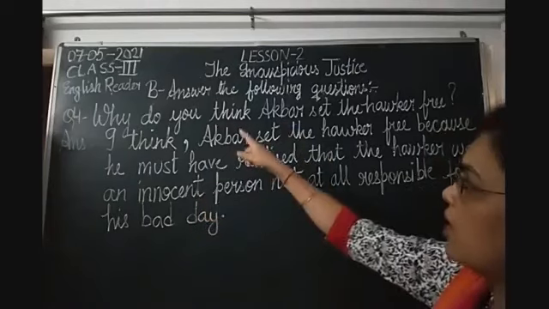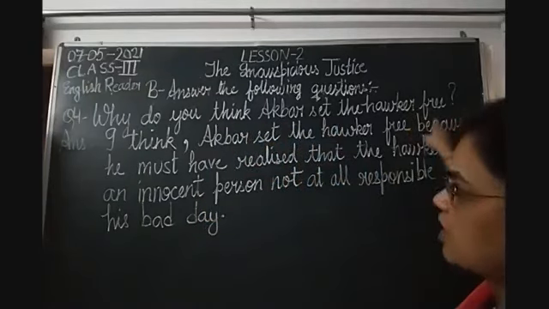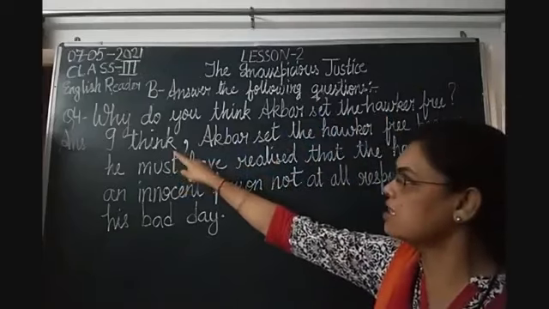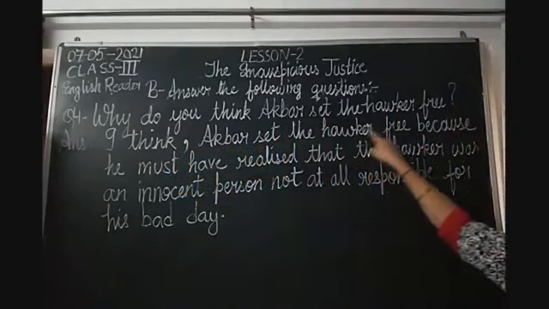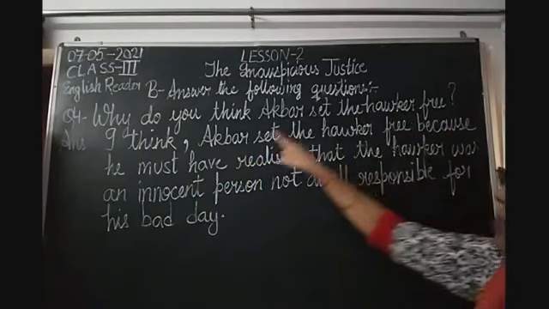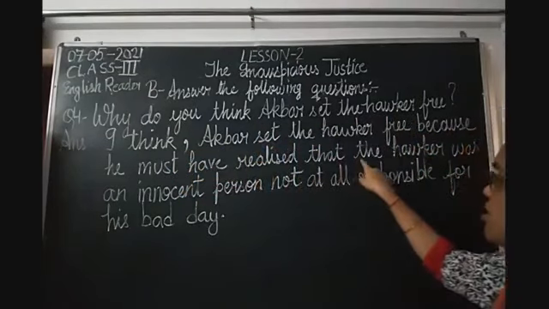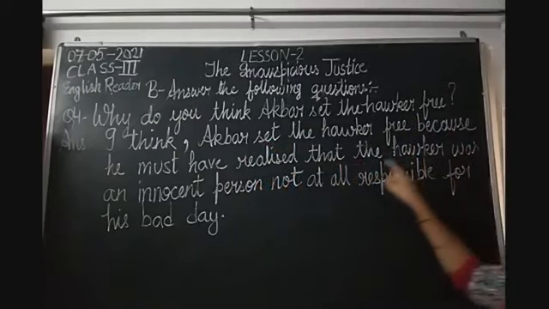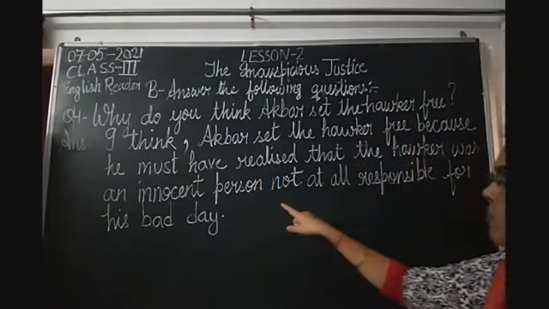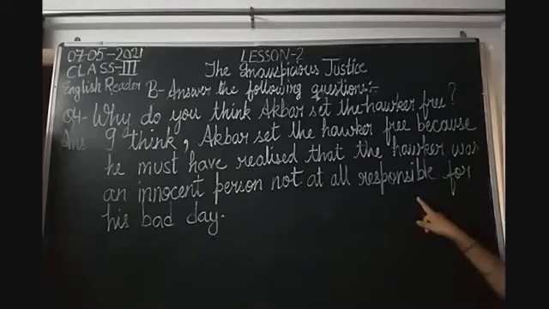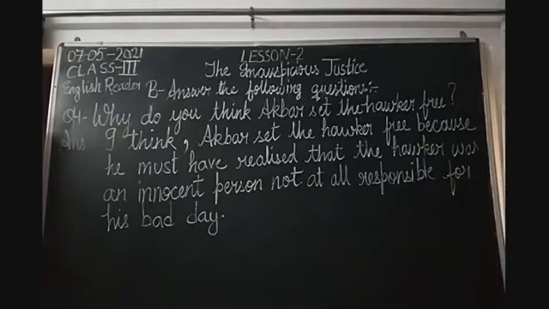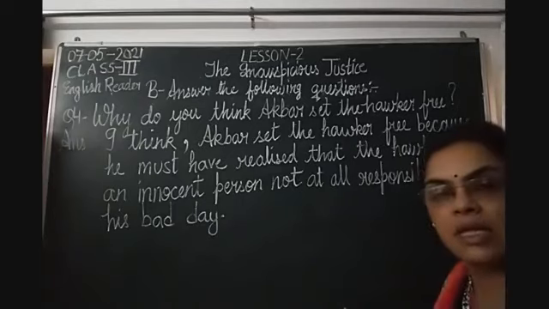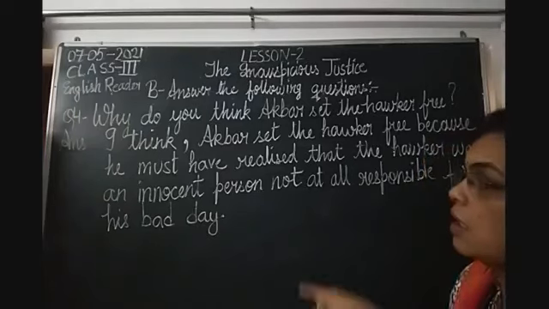Question 4. Why do you think Akbar set the hawker free? Answer 4: I think, comma, Akbar set the hawker free because he must have realized that the hawker was an innocent person, not at all responsible for his bad day. Right, fast students. Again, I'll be revising, and then I'll be erasing and writing the fifth question.